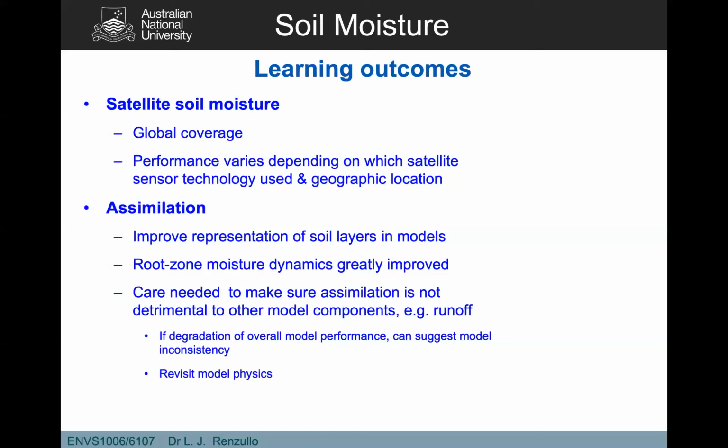That can point to a couple of things. First of all, maybe the observations aren't so good. But another interpretation, which will require further investigation, is perhaps there's an inconsistency in the model. Surely, if you improve the root zone moisture, you should improve evapotranspiration and runoff. If you don't, then there's something wrong with the model and you need to revisit the model physics.